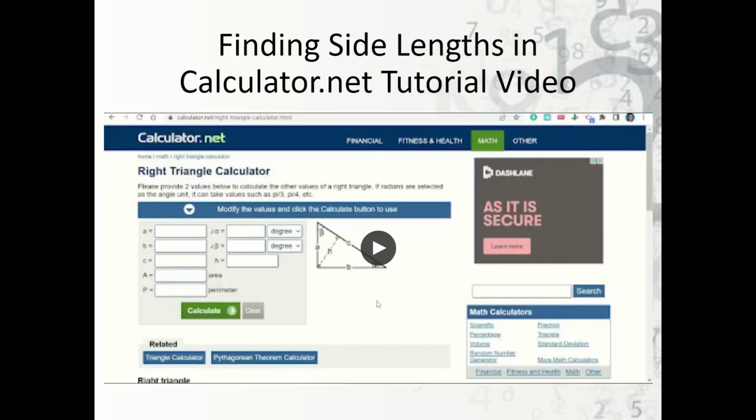There's a video here that shows you how you can use calculator.net to find side lengths. So you can go ahead and watch that video and figure out how to find side lengths.